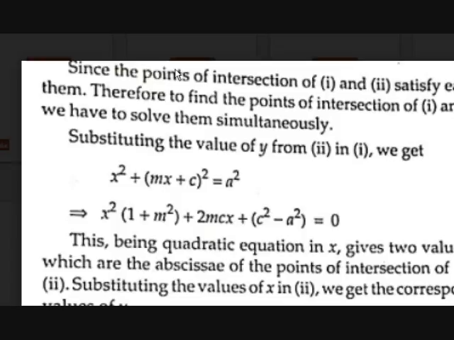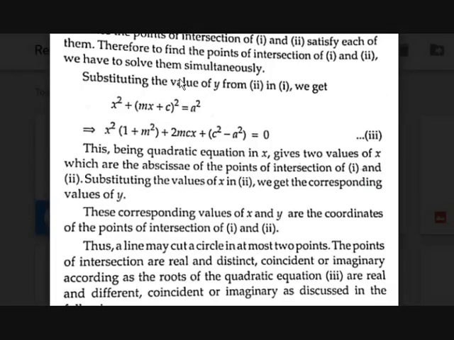Okay, first. The point of intersection of equations 1 and 2, meaning the equation of a circle and a straight line, satisfy each other once the points are intersected, right? Therefore, to find the point of intersection, we need to solve them. How can we solve them? We can use the substitution method, substituting the value of one variable in the other equation. y is equal to mx plus c, so mx plus c is the value of y. Substitute that in the equation x square plus y square is equal to a square.